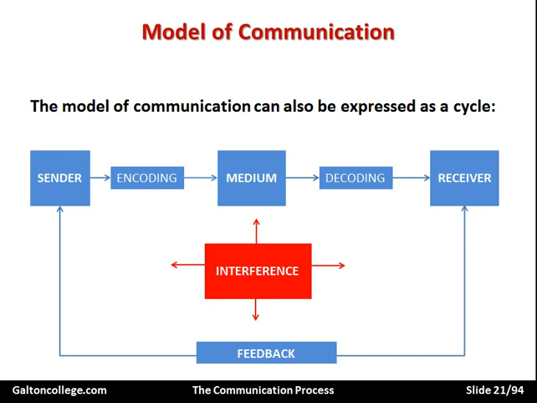Of course, in all of this, there are things which can go wrong. Interference. And interference is sometimes called noise. Noise is anything which distorts the message or stops the message from getting through, stops the communications. And let's look at ways in which all of this happens. We'll just go through these in a little more detail. Let's start with the sender and encoding.